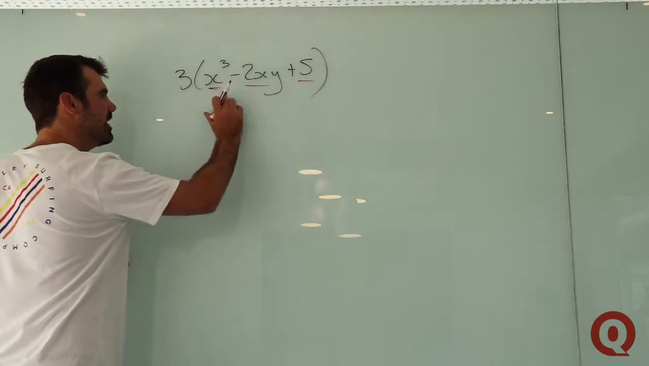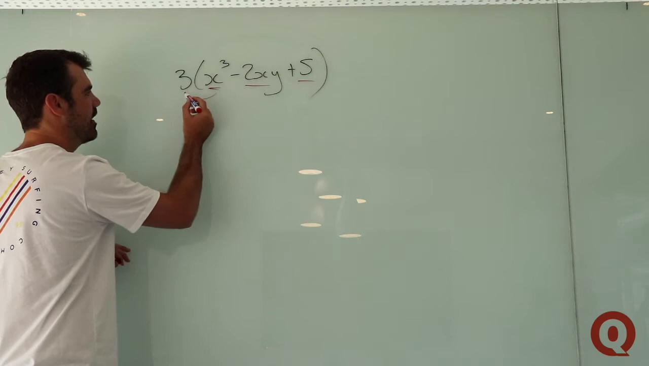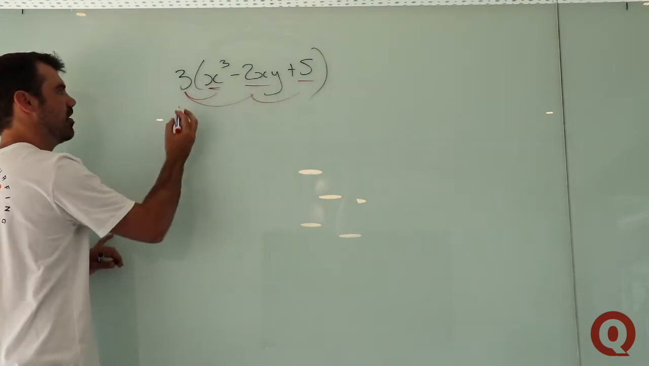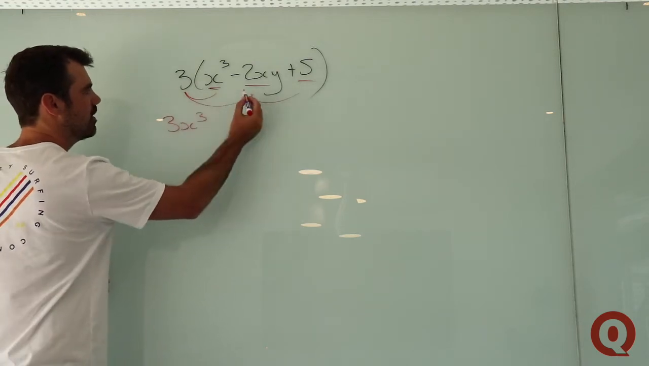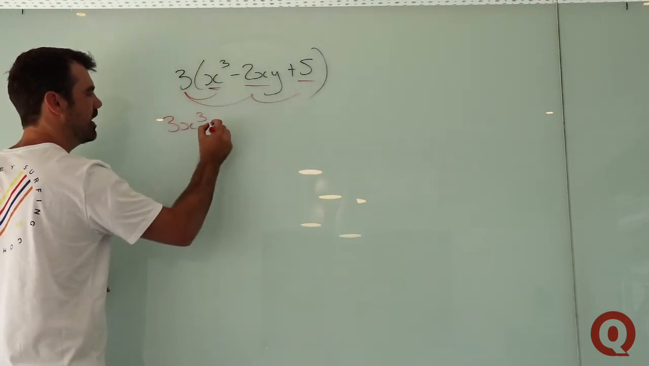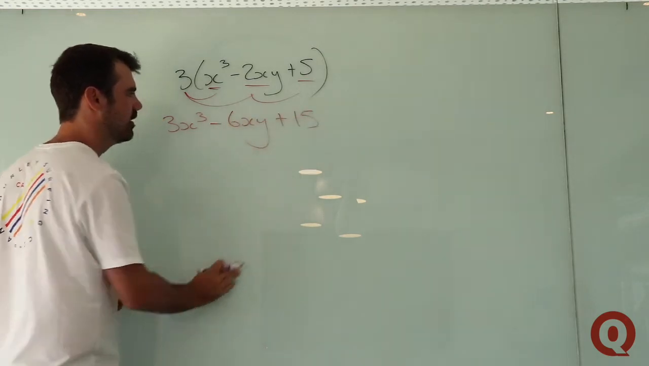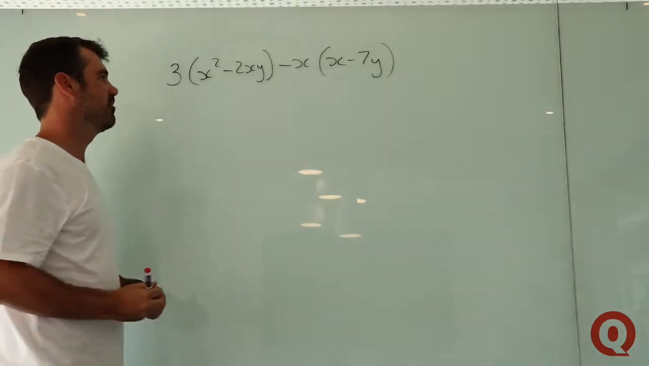Because we cannot add any of these together, I'm going to simply multiply the 3 by the x cubed, the negative 2xy, and the positive 5. So 3 times x cubed is 3x cubed. 3 times a negative 2xy gives me a negative 6xy, plus 15. Nice and straightforward.